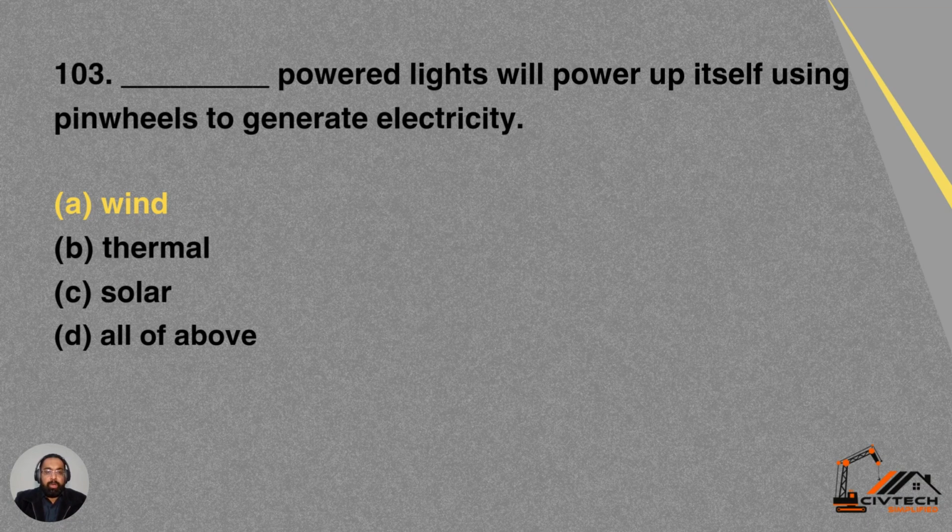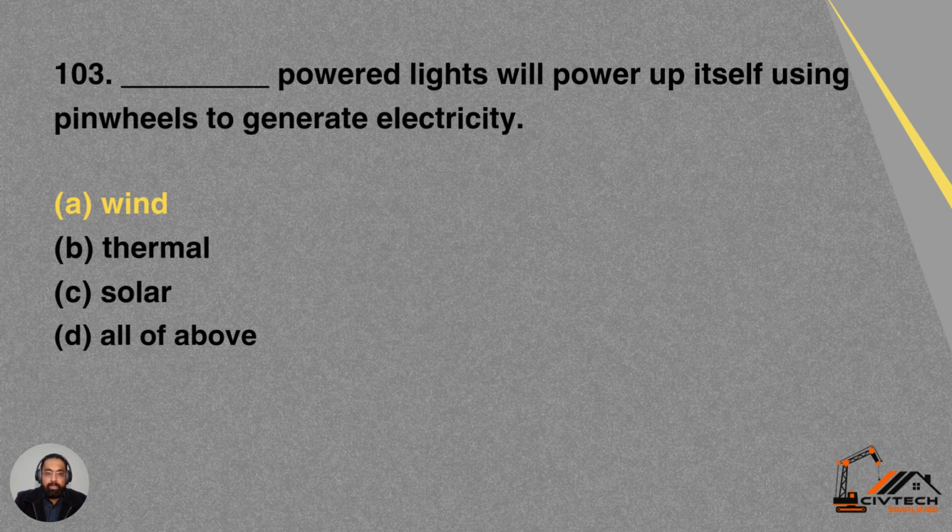Question number 103. Dash powered lights will power up itself using a pinwheel to generate electricity. Which type of powered lights will power up itself using a pinwheel to generate electricity? Option A is wind powered lights. Option B is thermal powered light. Option C is solar powered lights. Option D, all of the above. So A is the correct answer.